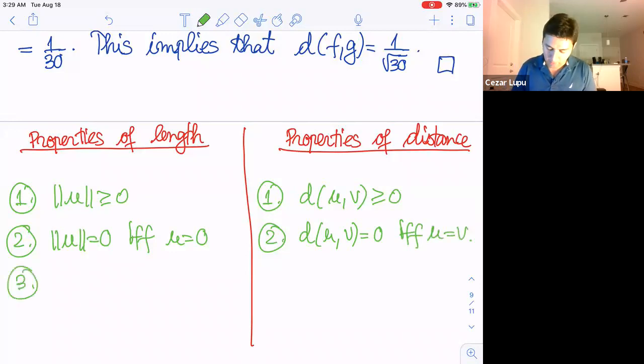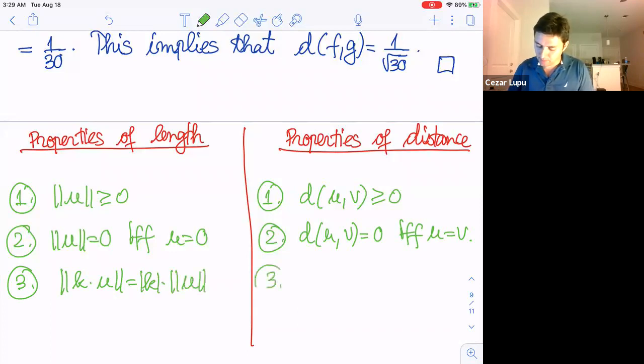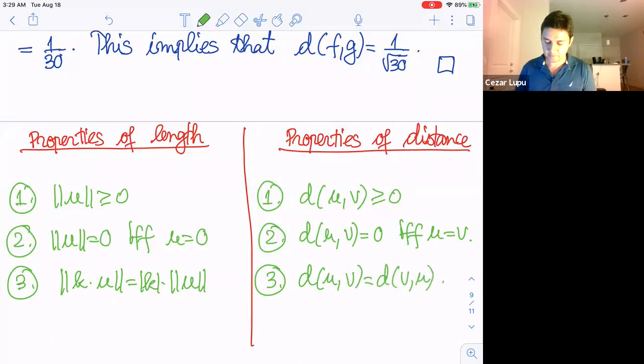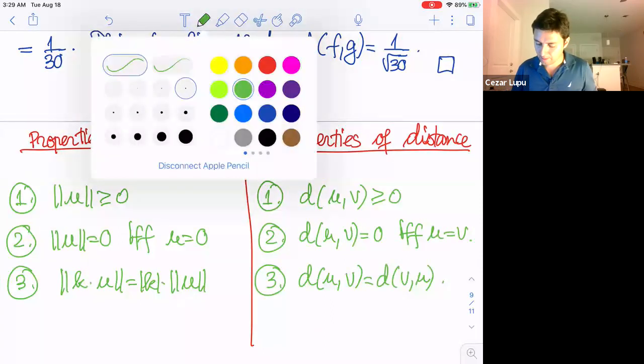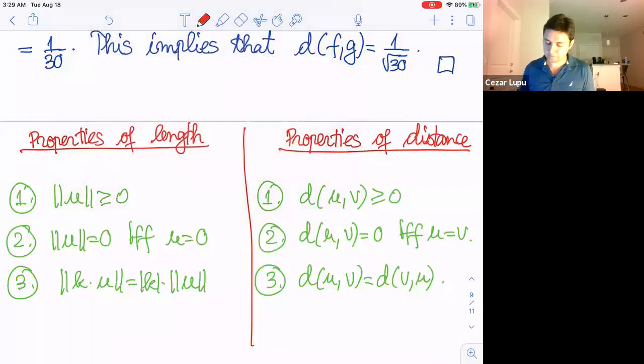And the third one is that the length of any constant k times u is the same as the absolute value of the constant k times the length of u. And here, the distance between u and v will be the same as the distance between v and u. It's symmetric. That's what I wanted to point out.